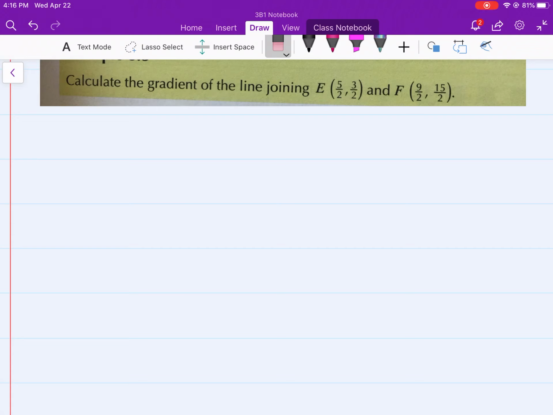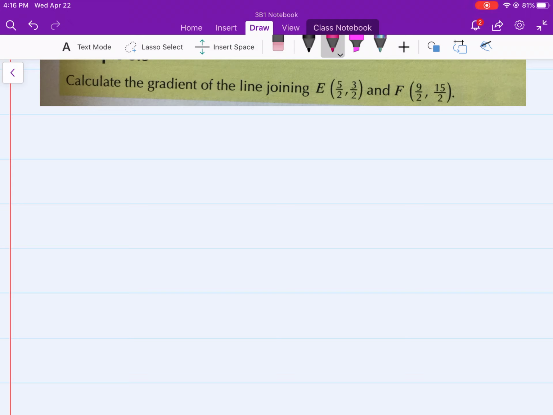This question is asking us to calculate the gradient of the 2 points. As you can see, the coordinates of the 2 points are in fractions, so the process is exactly the same, but if it's a non-calculator question along with fractions and gradient, then it can get a little bit tricky. So let's try and solve this one.